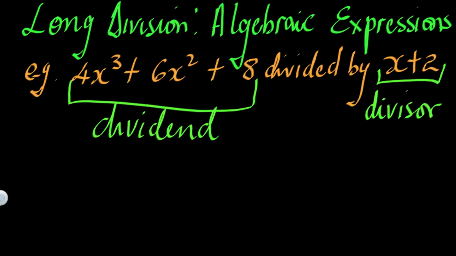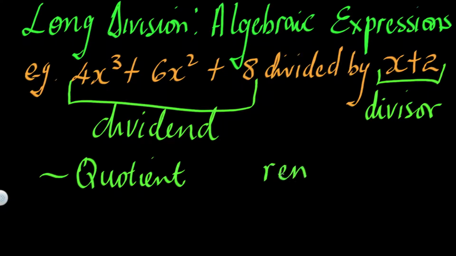If we divide the dividend by the divisor, we get what we call a quotient. Unless x plus 2 is a factor of 4x cubed plus 6x squared plus 8, if it is a factor, we get a remainder of 0, or we don't have a remainder. But if it is not a factor, we are also going to get a remainder. So I'm going to explain all the steps that you should take when you're doing the long division of algebraic expressions. Let me clear my board and rearrange these in the format that we use when doing long division.